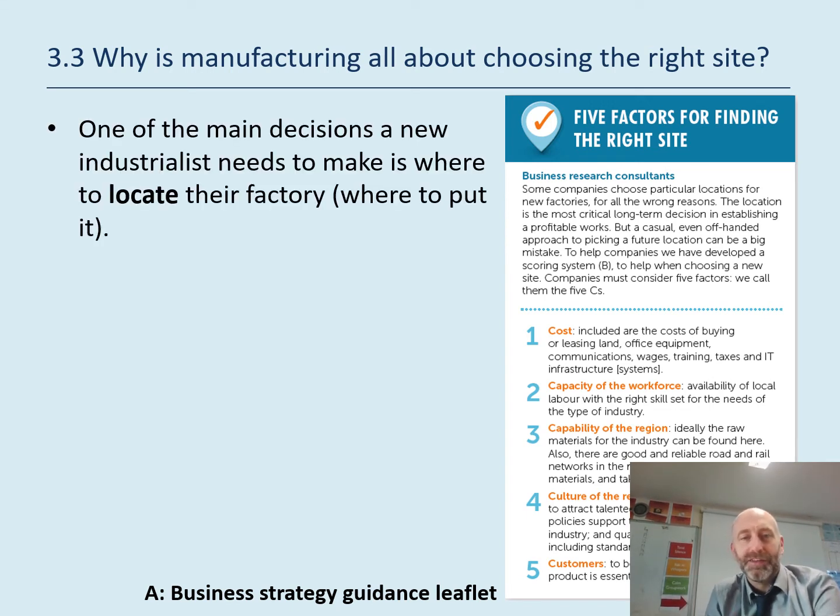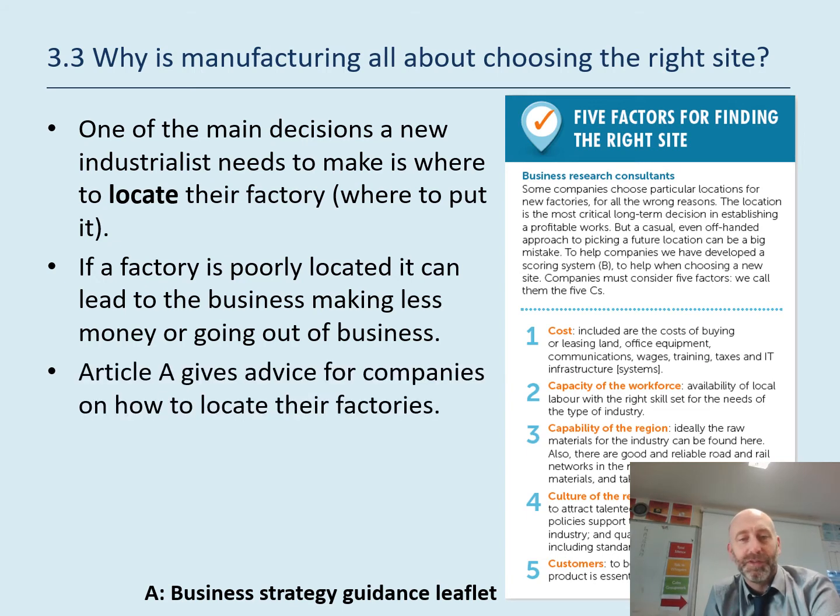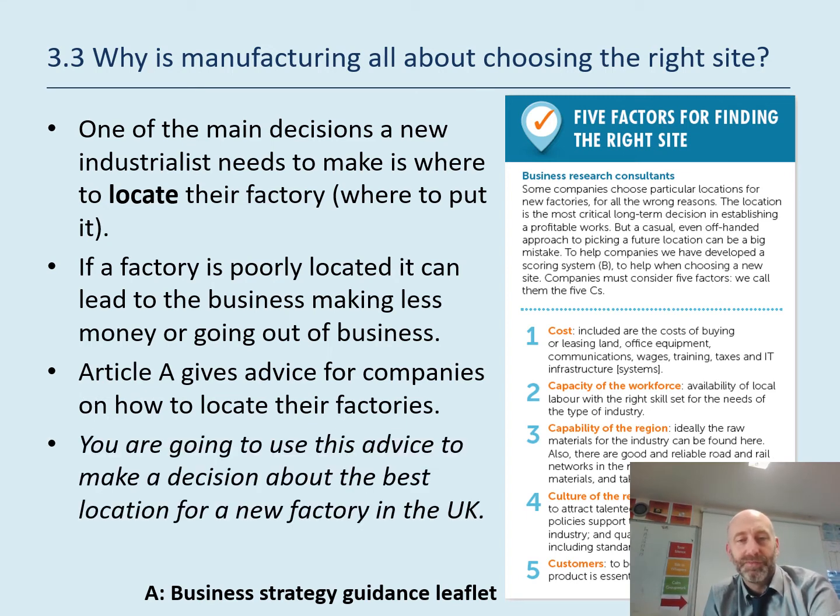One of the main decisions that industrialists need to make is about where to locate their factory. If they put it in the wrong place, then they will make less money or maybe even go out of business. So you can see on the article on the right that it gives some good advice on where to locate their factories. Now you're going to use this advice to make a decision about the best location for a new factory in the UK.